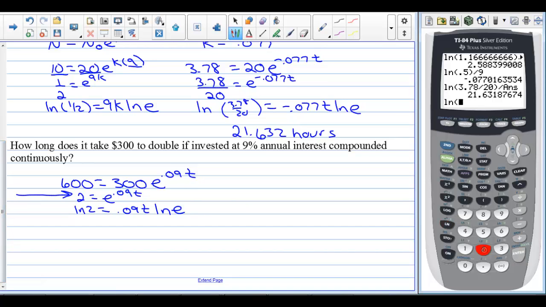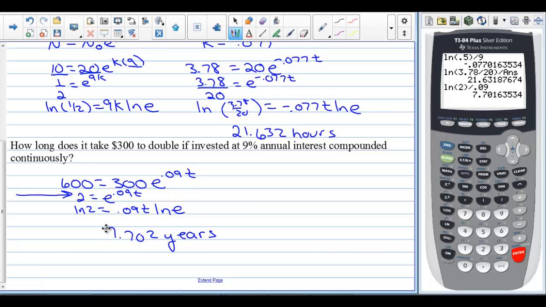We have the natural log of 2 divided by 0.09. Again, natural log of e is 1, so I don't have to worry about that piece. So we get 7.7 years, 7.702 years. Questions on any of this?